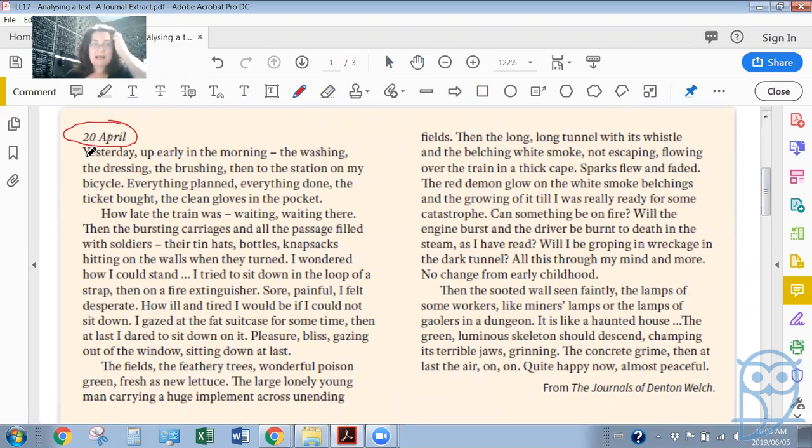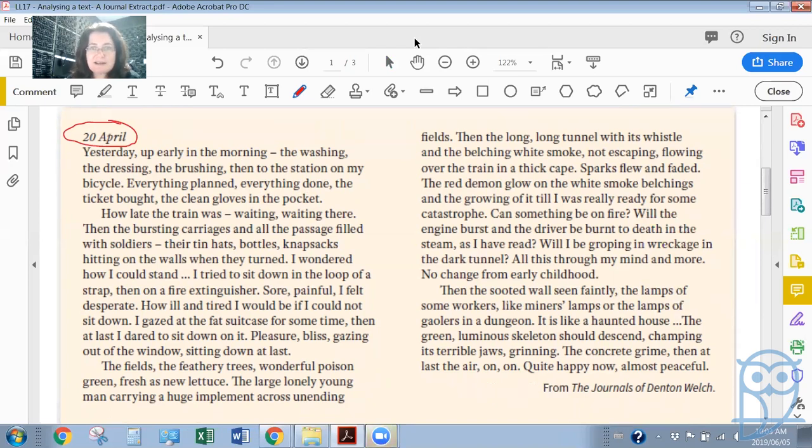It starts out by giving us some context. "Yesterday, up early in the morning, the washing, the dressing, the brushing, then to the station on my bicycle. Everything planned, everything done, the ticket bought, the clean gloves in the pocket." So we know that this person has had to get ready for something.